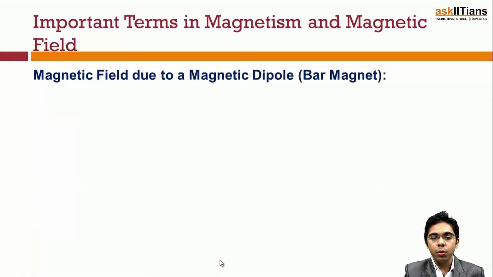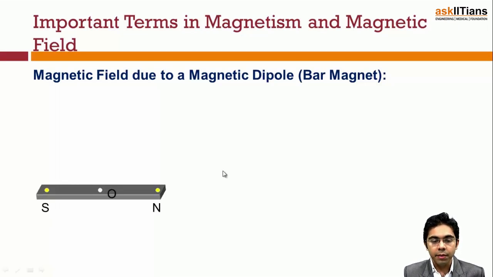Now, magnetic field due to a magnetic dipole or a bar magnet. If you look at this, this is the bar magnet, and these are the north pole and the south pole. So these N and S we can see, and O represents the center of the bar magnet. This represents the magnetic dipole moment, and we have studied that the direction of magnetic dipole moment is from south to north. If OS is L, we know the magnetic length is 2L. So OS is L and ON is also L.